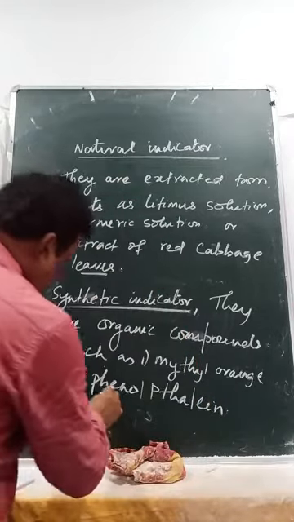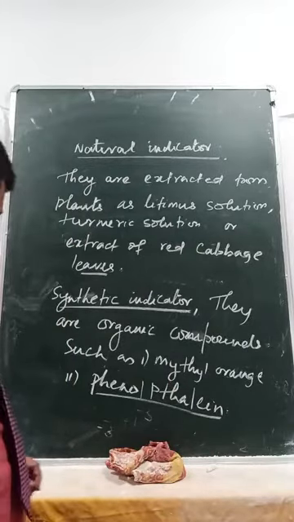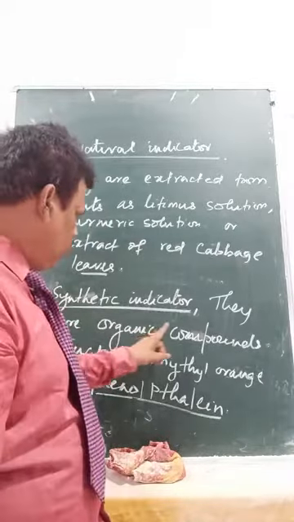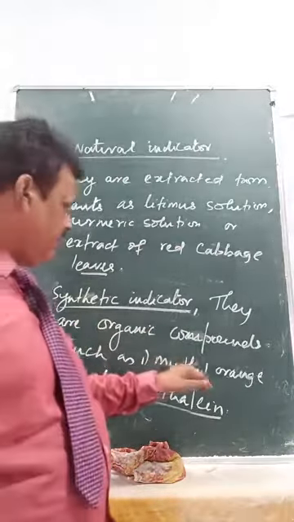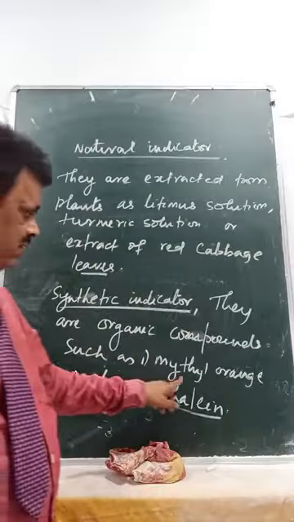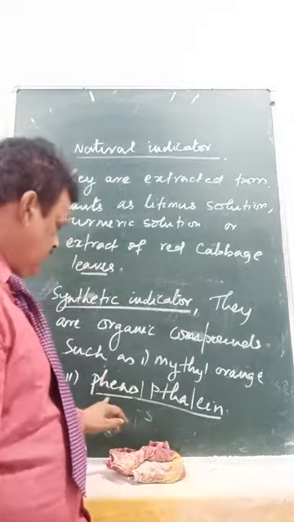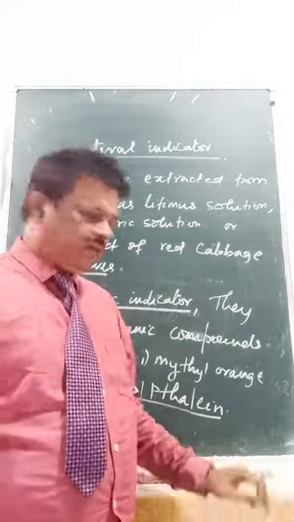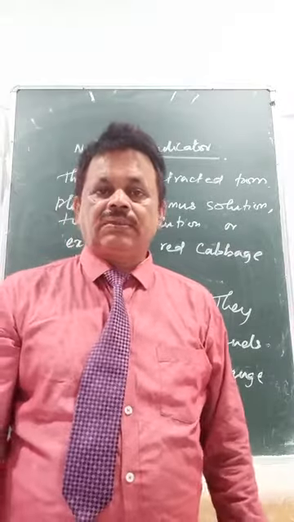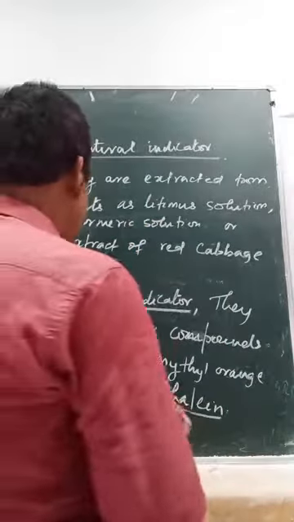how do you pronounce this? You pronounce this one as phenolphthalein. Look, there are two indicators in the synthetic form. They are organic compounds: one is methyl orange, the other one is phenolphthalein. So phenolphthalein is another indicator that will tell you about the substance which contains acid or base. Okay, so let's proceed further.